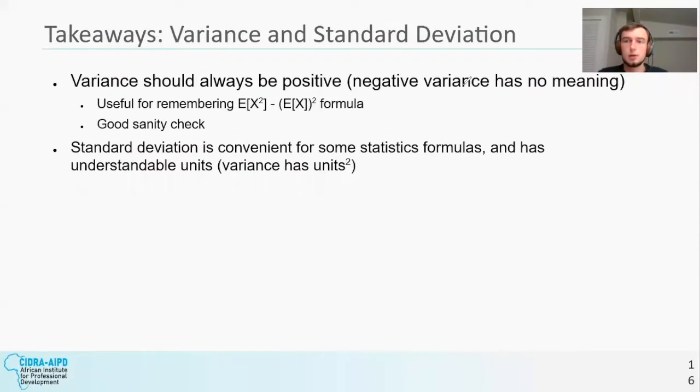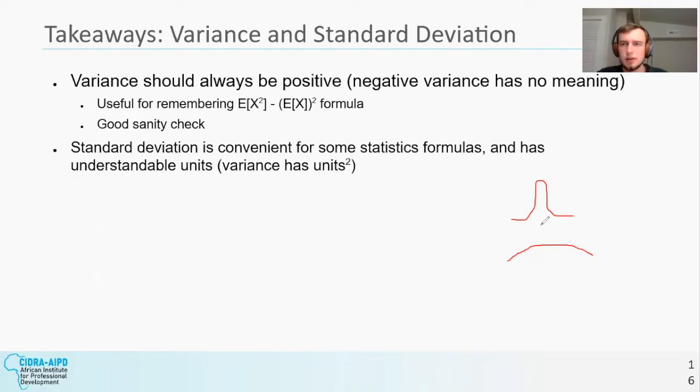So some takeaways from our discussion about variance and standard deviation: variance should always be positive. Negative variance just isn't a thing, it doesn't have meaning. We're thinking of variance as a measure of how spread out your data is, where if you have a low variance, it's probably very centered around a point. And if you have high variance, your data is probably really spread out, or there's some way that outliers are more likely or something of that nature.